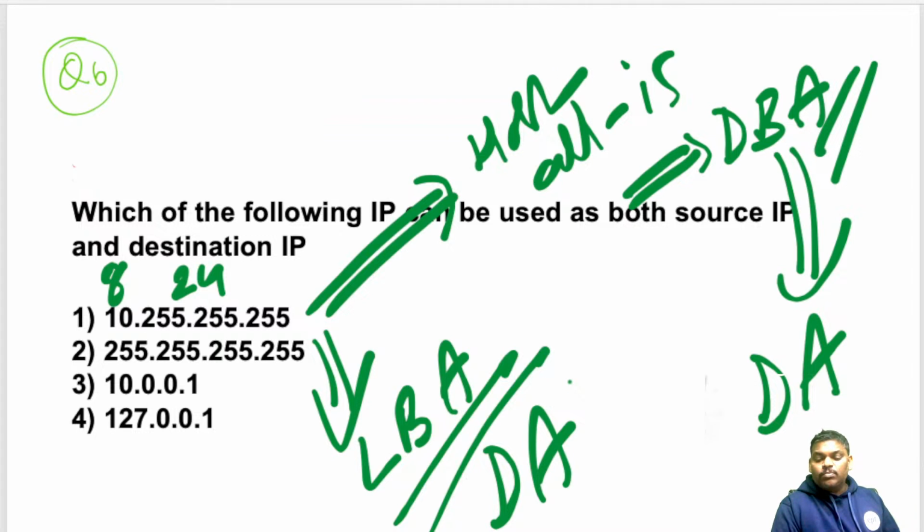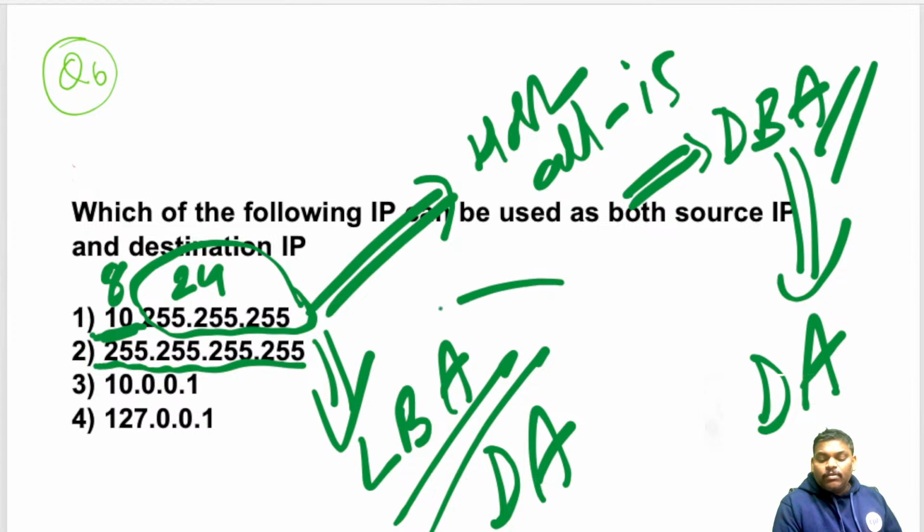Direct broadcast address means the host part is all ones, so you have to go to that network first, for example network 10, and in that network send to everyone. That is called direct broadcast address. Here there is no network part, all are ones. That means wherever you are, in that network send to everyone. That is called limited broadcast.